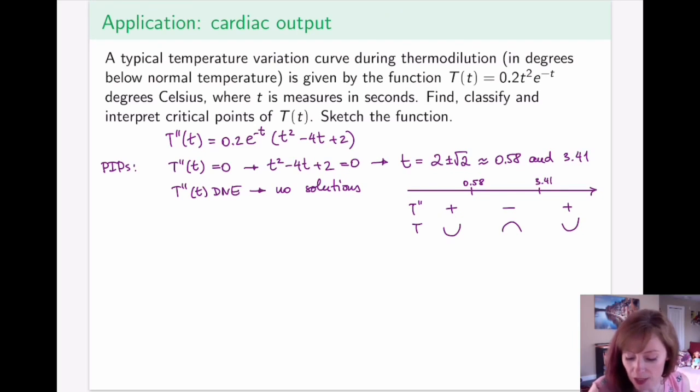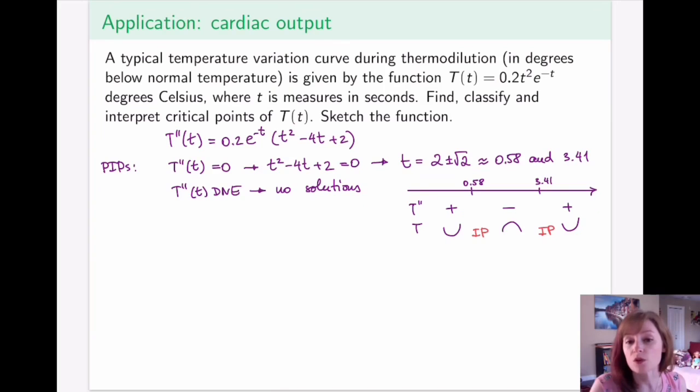Because the concavity actually changes at these points, we will have an inflection point at each one of those spots because there are also actual points on the function. Excellent. This is our first and second derivative analysis. Remember that we want to sketch the graph.